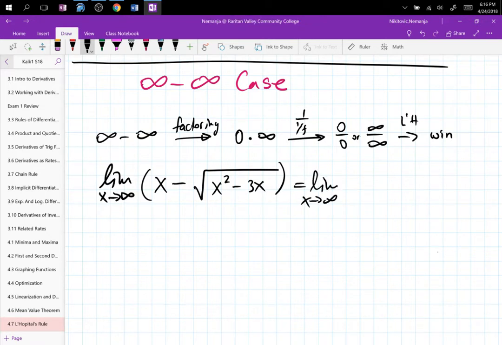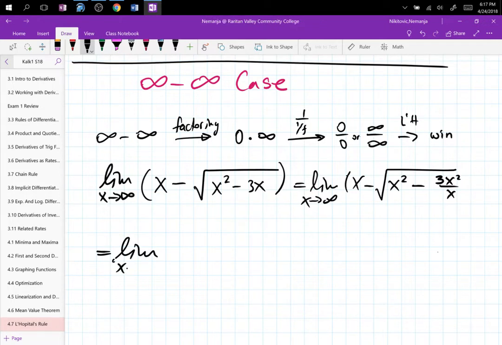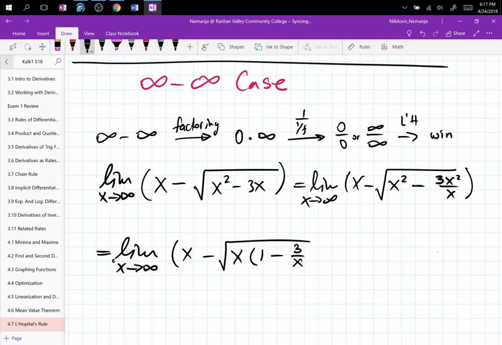So limit goes to infinity of x minus, and now what I have over here is x squared minus, and I'm going to multiply this term with x over x. So this will now become 3x squared over x. The next step is to factor out. Just multiply it by x over x to get x squared. That's the goal. So now I can factor out that x squared, and what's left is 1 minus 3 over x.